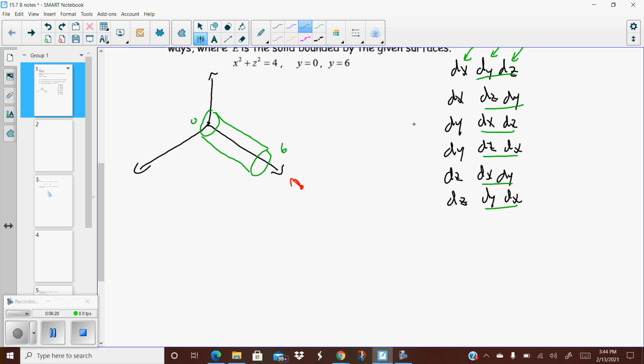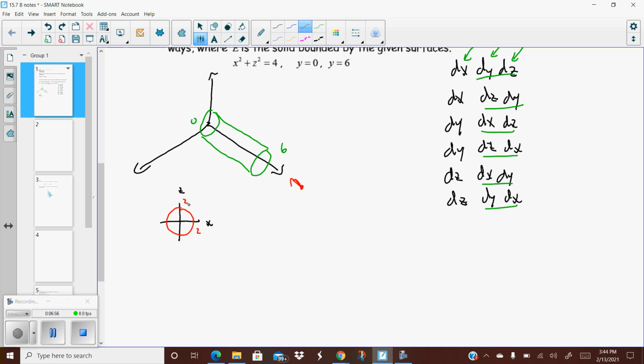So really what I want to do, the first thing, is look at the two-dimensional projection into the xz plane. Well, it's going to look like a circle. And it should look like a circle with a radius of 2, because that's what x squared plus z squared equals 4 would look like. So that's going to be a circle with a radius of 2.